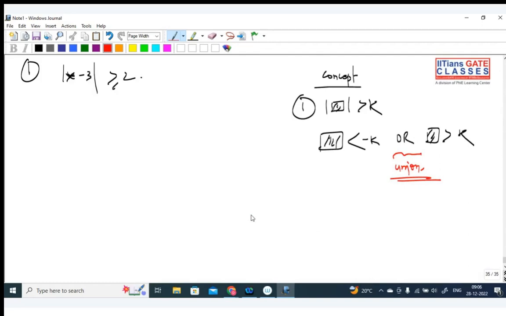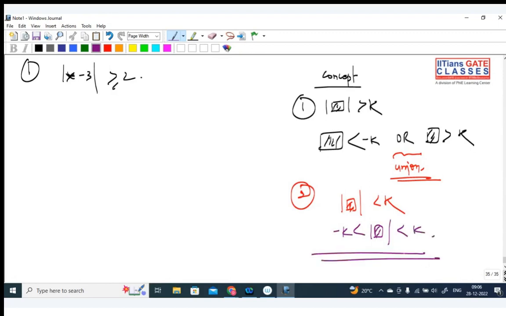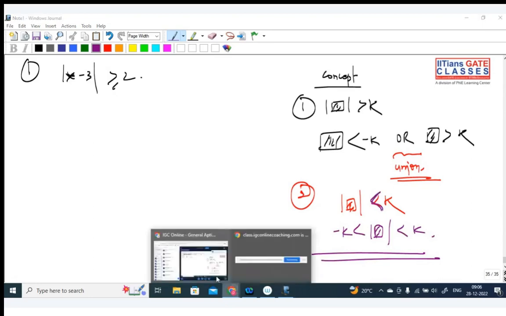Now, in case of the second kind of concept you have to remember, suppose something is written inside the mod which is less than k. You can write this like this: something between minus k and k. You are taking the intersection whenever less than is given. Achha, 2 and 5, let's see what is there.